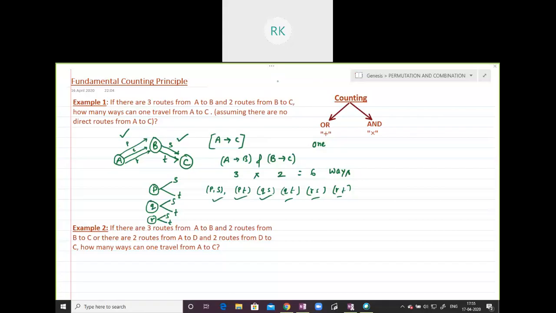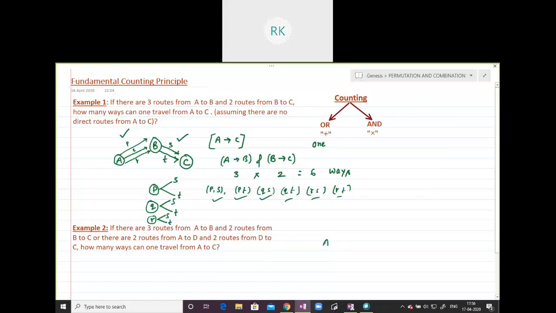Look at this question. Can you tell me what should be the answer for the question number 2, example number 2? I'm waiting for your reply. Give me the answer for this. Can you reply for this answer question? If there are 3 routes from A to B, so I will write this way.